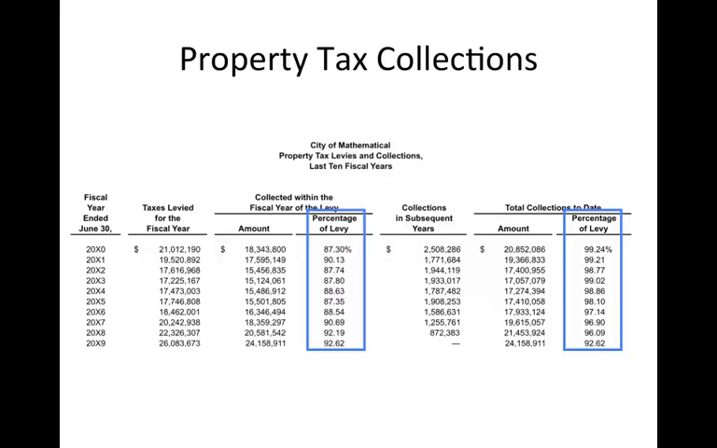The other thing is that property tax collections are often a harbinger of economic problems. And so if you're looking at a trend, particularly in this number, the amount collected within the first year, and you see that that number is declining over a few years, that's often a warning sign that bigger problems are coming in the economy.